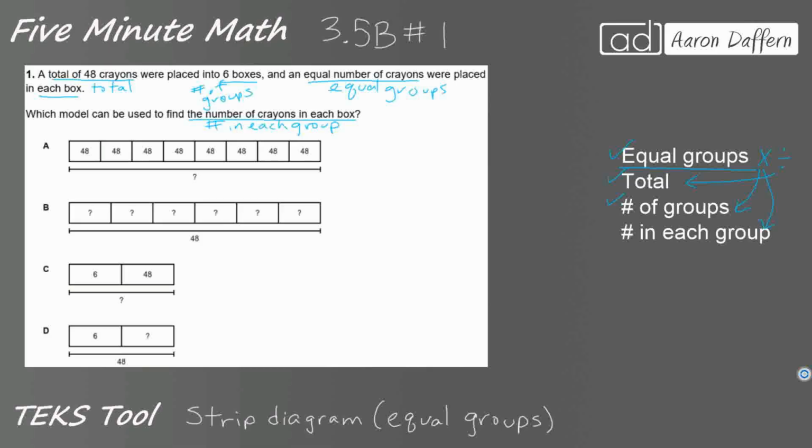And we can go ahead and draw ours like theirs. You see how they've got the total on the bottom? Doesn't always have to be like that. So what do we know? Well, we do have a total. We do have a total of 48. So I'm going to draw my 48 underneath. And I've got 6 boxes.